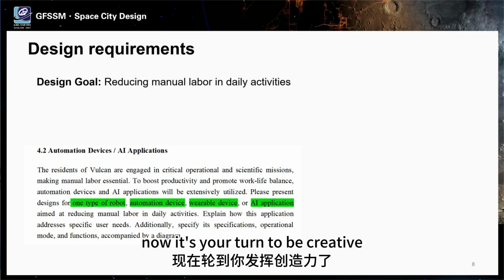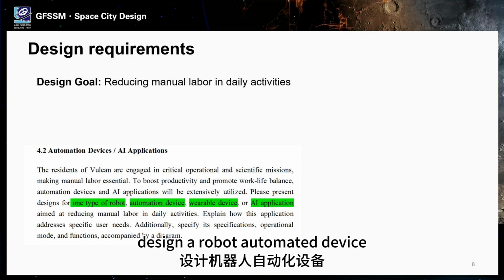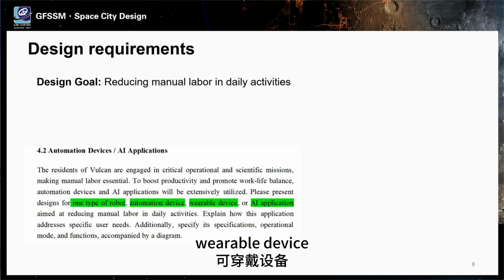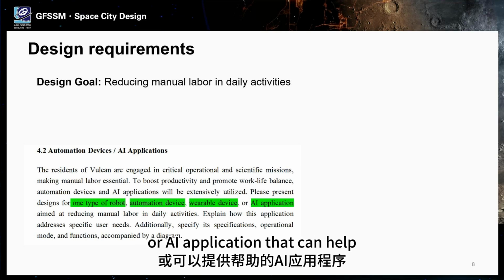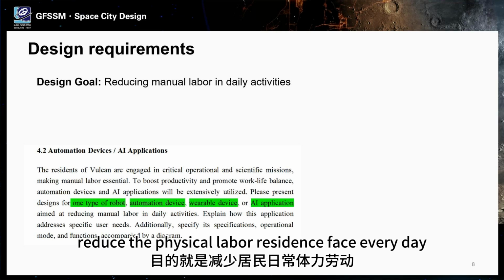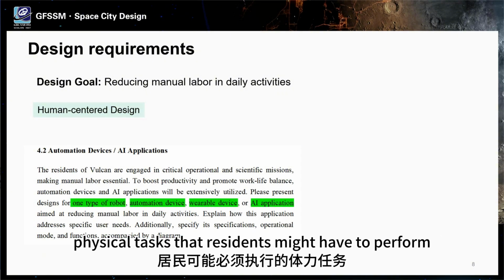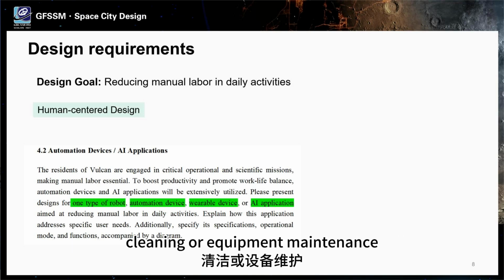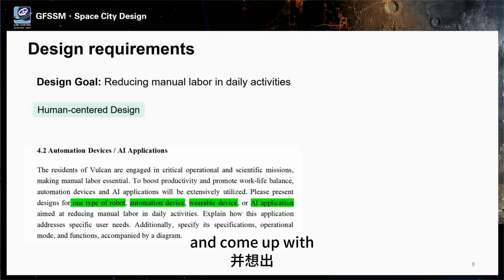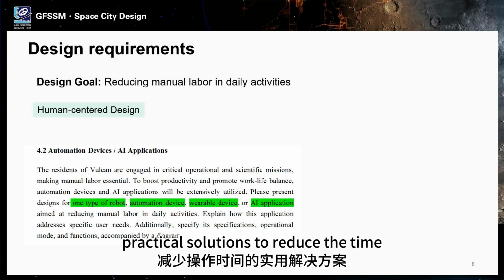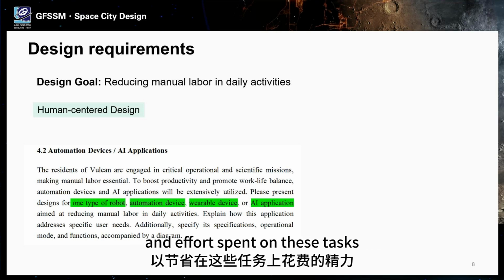Now, it's your turn to be creative. Design a robot, automated device, wearable device, or AI application that can help reduce the physical labor residents face every day. When designing, keep the human-centered design in mind. Think about the daily physical tasks that residents might have to perform, such as moving items, cleaning, or equipment maintenance, and come up with practical solutions to reduce the time and effort spent on these tasks.